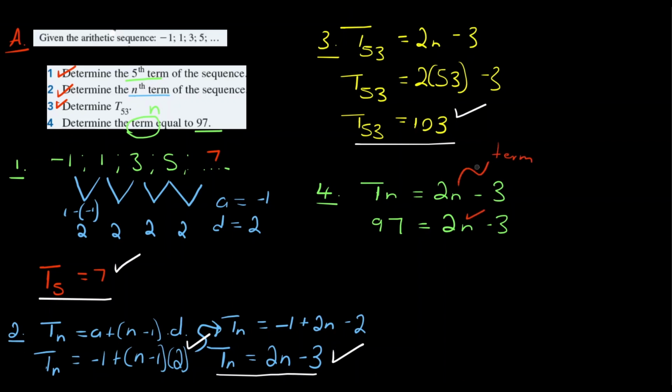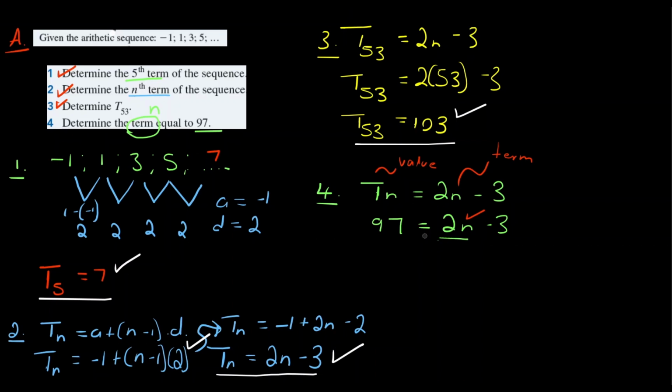This is our term, and this is our value, right? If you substitute whatever term number you want, term 2, you get what value it is. So here they gave us the value that it equals 97. We need to calculate what the term is, which is n. So we need to isolate 2n.